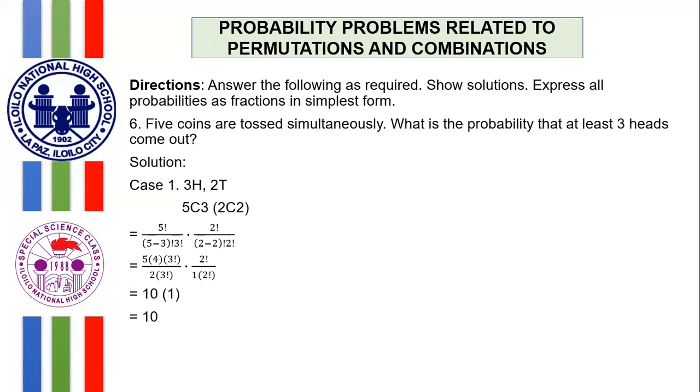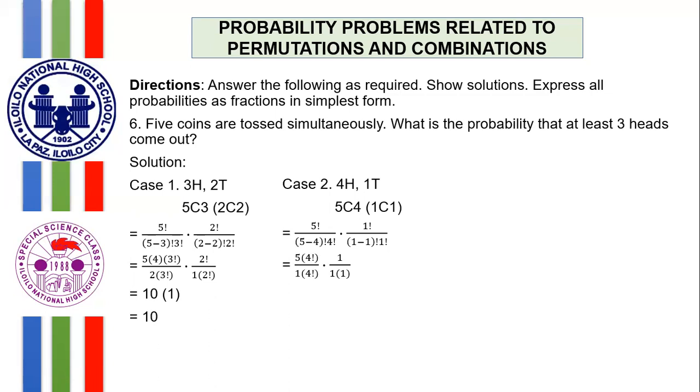Let's have the second case. Using a similar reasoning, if 4 are heads and 1 is a tail, then out of 5, you have 4 heads. So that's 5C4. And the remaining 1 coin will be tail for sure. So 5C4 is 5 factorial all over 5 minus 4 quantity factorial times 4 factorial, times 1C1, which is 1 factorial all over 1 minus 1 quantity factorial times 1 factorial.